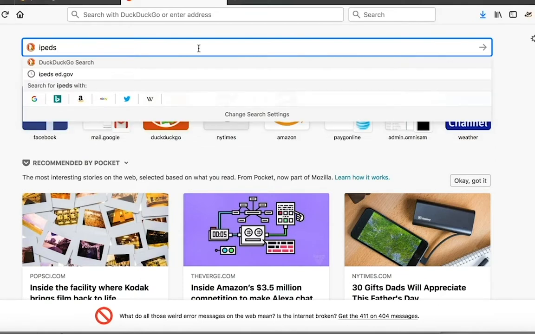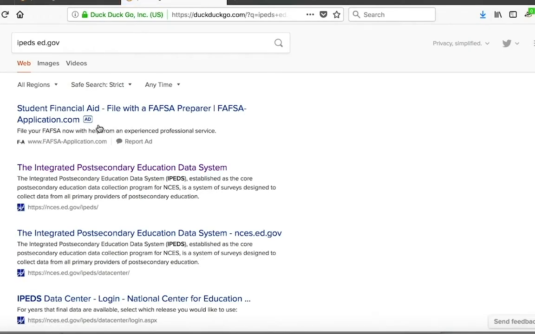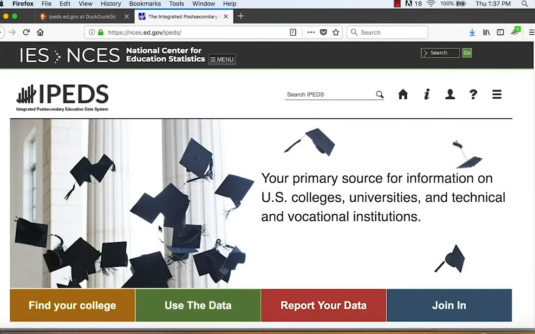And we're just going to look at IPEDS.ed.gov. That's a good way to find it. I use DuckDuckGo for security reasons. Okay, we're going to IPEDS right here. Take a minute. Okay, we're going to use the data, so we're going to click on that.